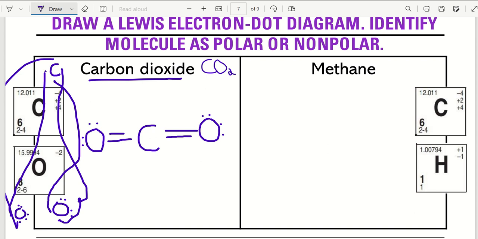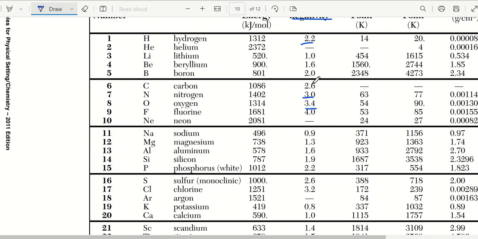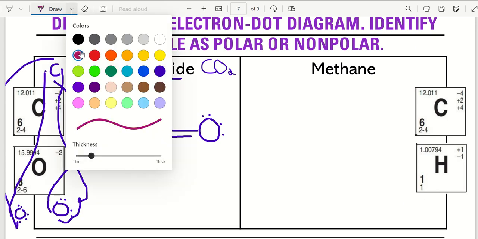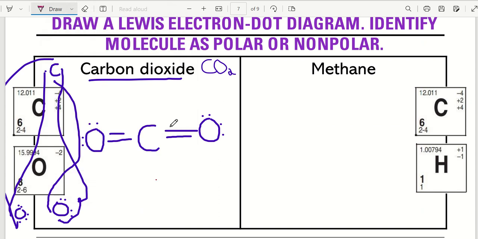Let's determine the kind of bond. Carbon 2.6, oxygen 3.4. That shows polar, but this is where you had to remember how to draw it, right? So just remember carbon dioxide looks like this. The polarity gets pulled toward oxygen, so these ends are partially negative over here. But is there an opposing force to the charge? Yes. So this is unusual.